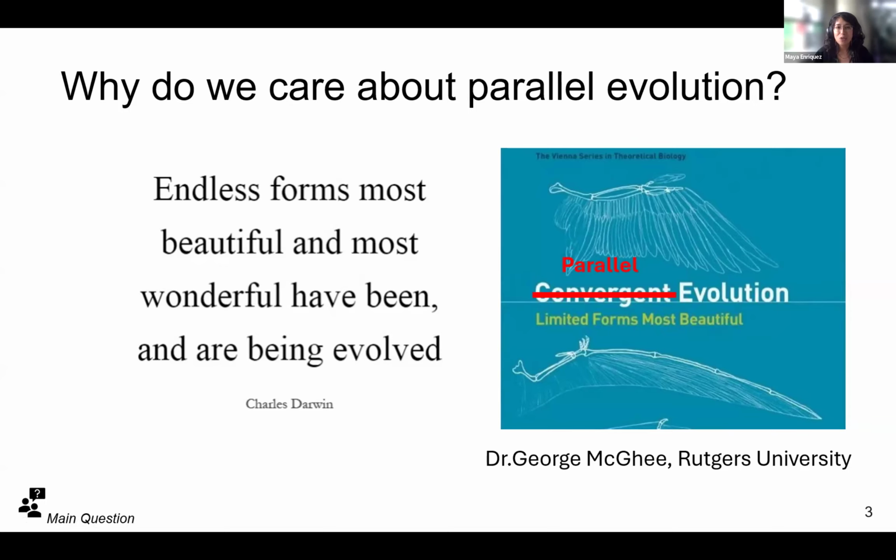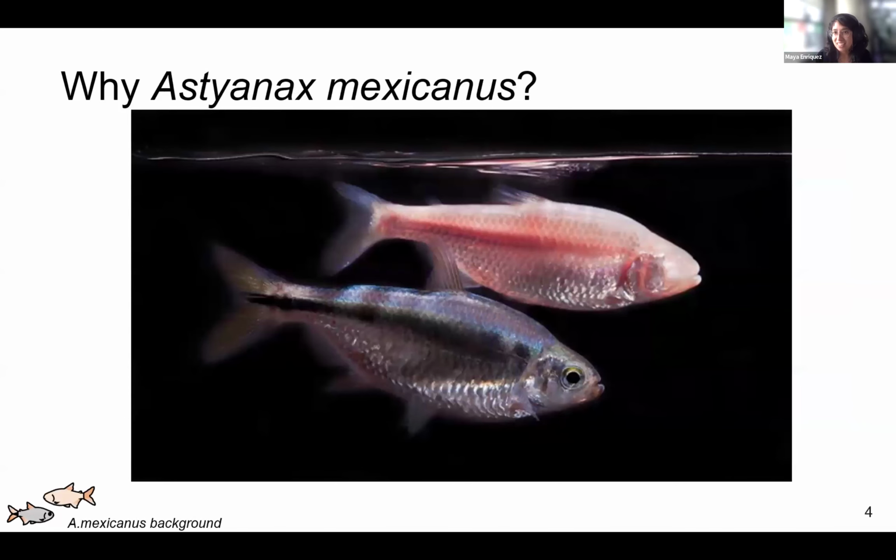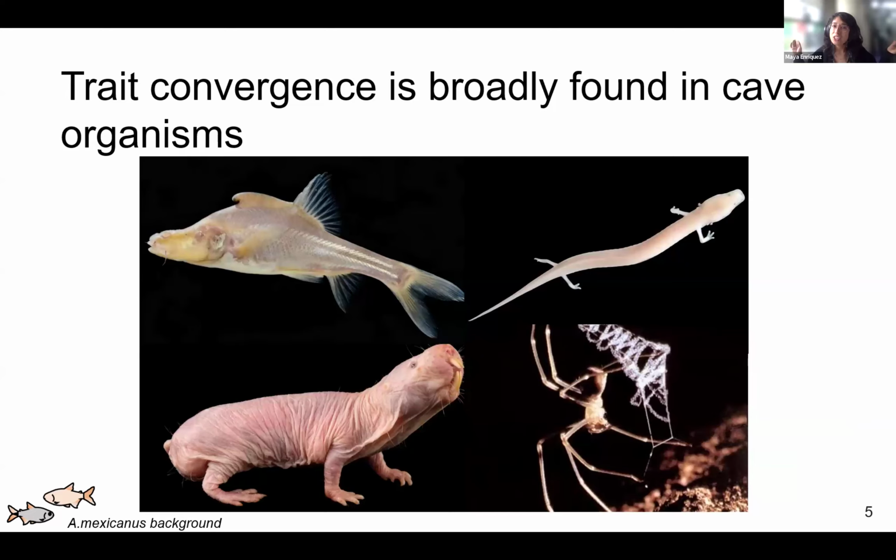Now I'm going to explain why we're looking at the Mexican tetra, or Astyanax mexicanus. So, we know that trait convergence is broadly found in cave organisms. Here I have four animals from very distant taxa: a cave fish, a cave salamander, a naked mole rat, and also a cave spider. And although these are from very different lineages, they are sharing the same traits, which are a lack of pigment and also either a lack of or highly reduced eyes.